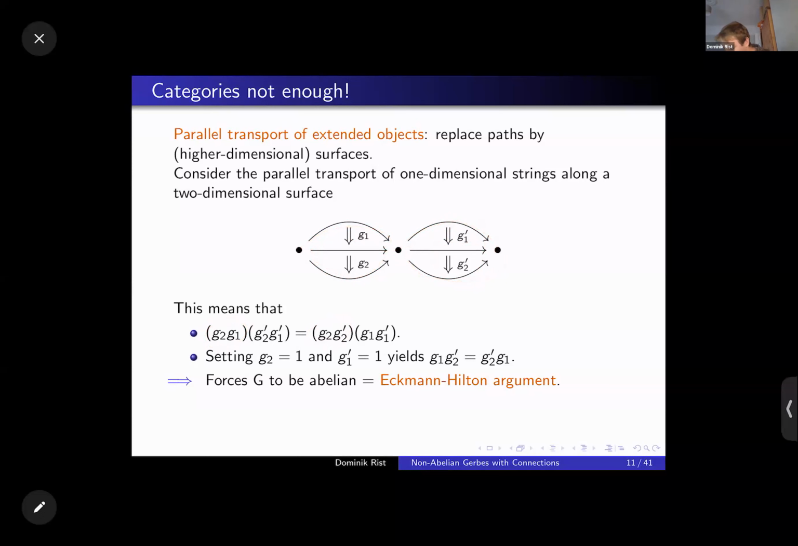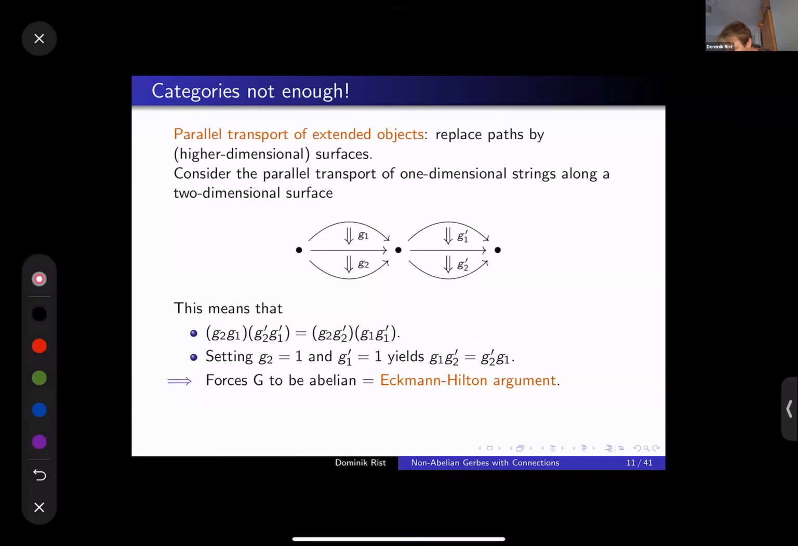But this means if you set G2 equals 1 and G1 prime equal to 1, you obtain this condition. What does it mean? Because the G's were arbitrary, this forces your group to be abelian. This is the famous Eckmann-Hilton argument. So you cannot do this prescription with non-abelian groups. So it seems like ordinary gauge theory fails to capture the parallel transport of higher dimensional objects. And this is a problem. So how do you solve this?